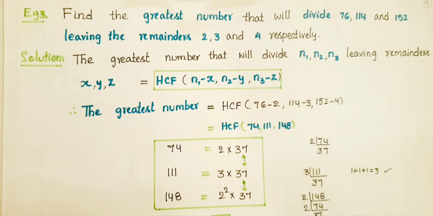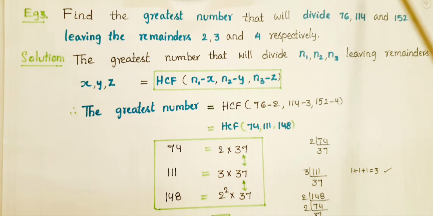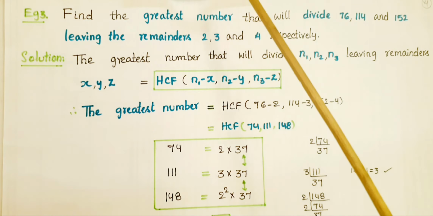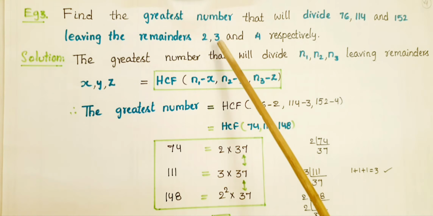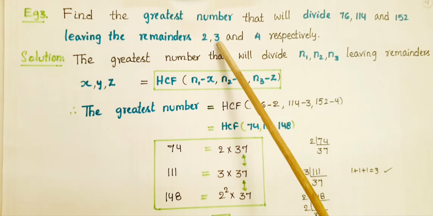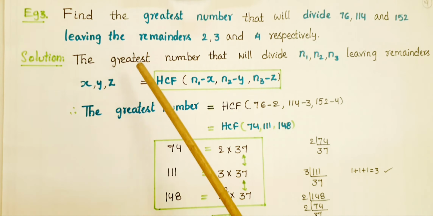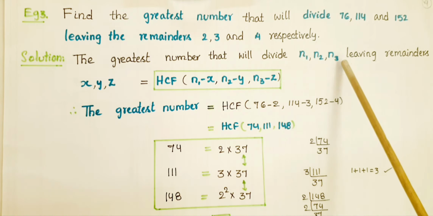This is the third example. Find the greatest number that will divide 76, 114, 152, leaving the remainders 2, 3 and 4 respectively. So here we have to find the greatest number that will divide these three numbers. For the first number the remainder is 2, for the second number the remainder is 3, and for the third number the remainder is 4.